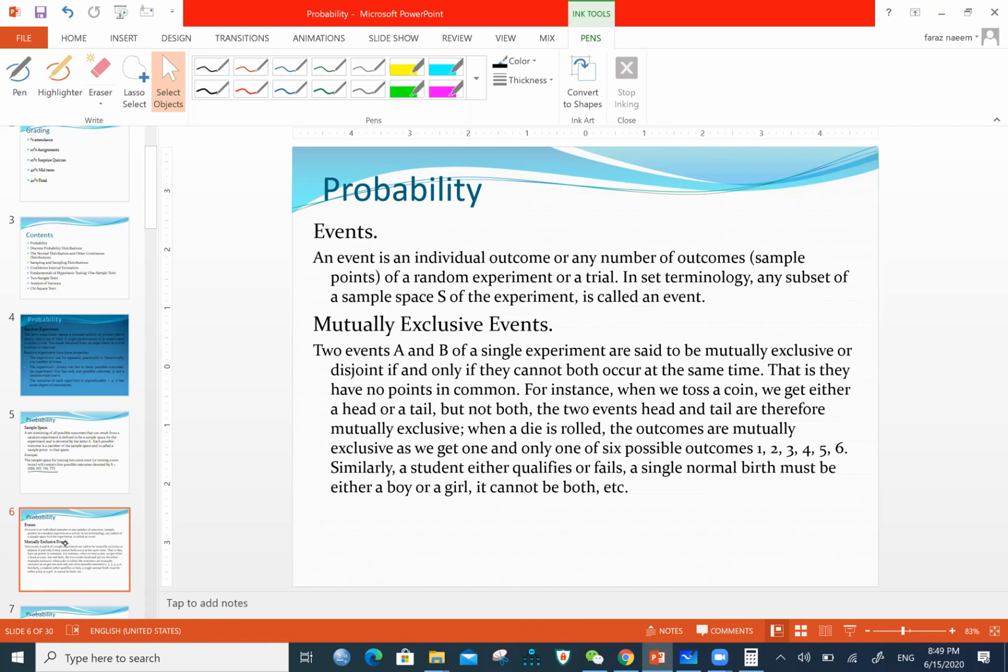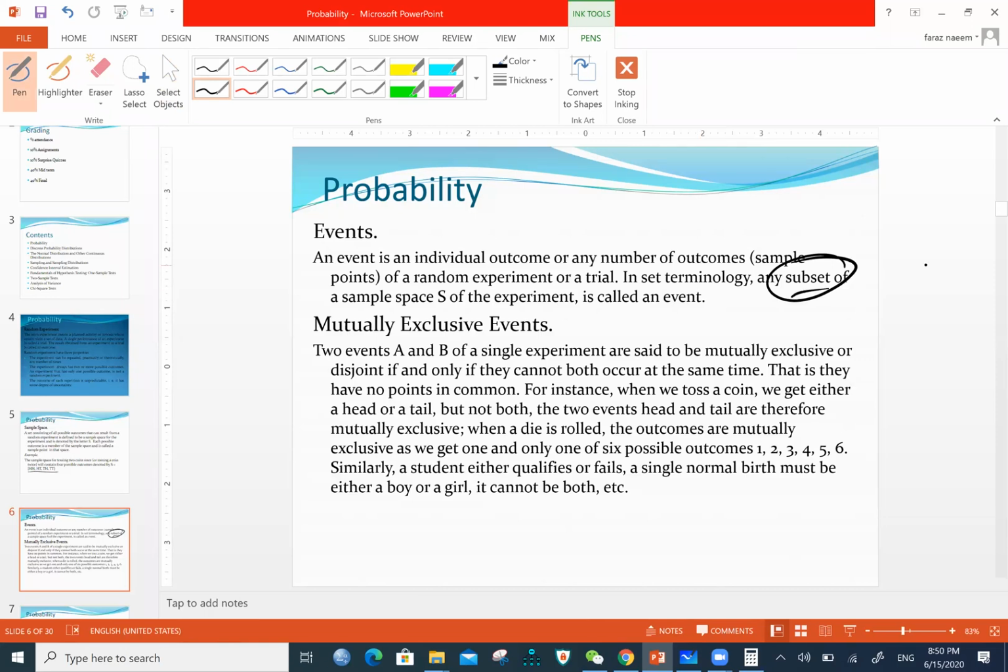In set terminology, any subset of a sample space S of the experiment is called an event. If somebody is familiar with set algebra, he will be familiar with subsets and this notation. What does it mean? If you don't know, no problem.